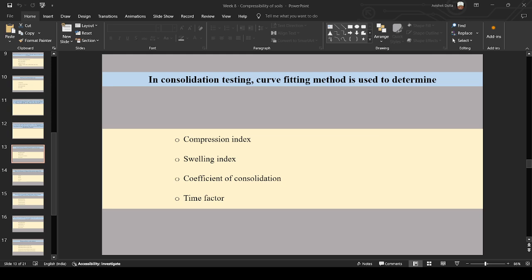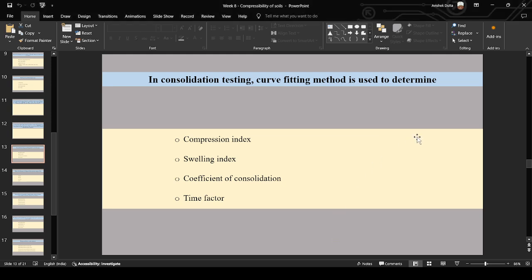In consolidation testing, curve fitting method is used to determine. The options are compression index, swelling index, coefficient of consolidation, or time factor.